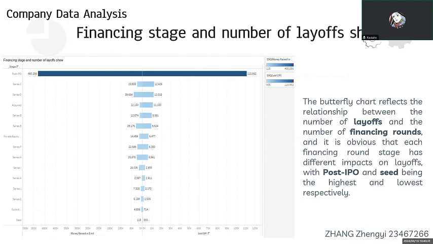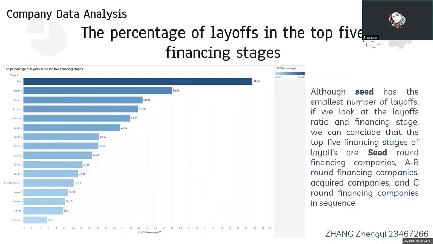Although seed has the smallest number of layoffs, if we look at the layoff ratio and financing stage, we can conclude that the top 5 financing stages by layoff ratio are shown in the picture.